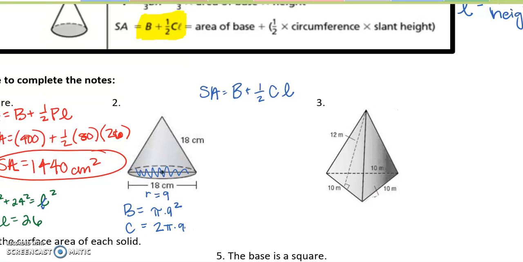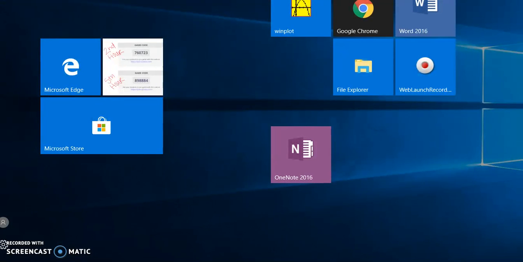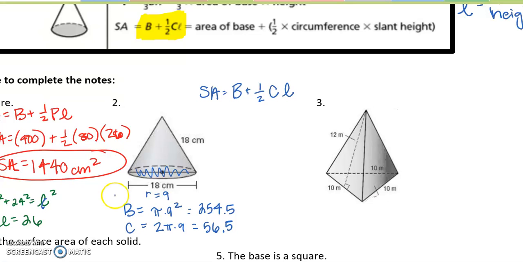Now we could leave this all in terms of pi, but let's go ahead and give me some decimals here. So 81 times pi gives me a base of 254.5 if I rounded to the tenths. 2 times pi times 9 gives me a circumference of 56.5. All right, so we have our base and our circumference, the area of the base and the circumference.